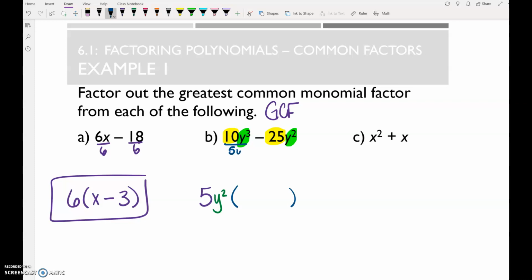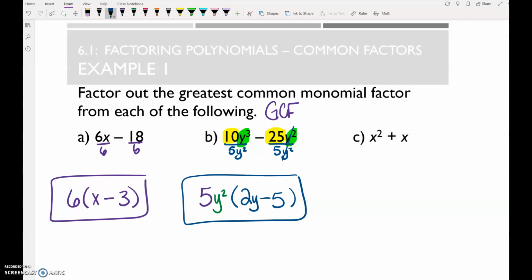10y to the third divided by 5y squared. 10 divided by 5 is 2. Y to the third, taking out y squared, is y. Negative 25y squared divided by 5y squared. Negative 25 divided by 5 is negative 5, and we're taking the y squared out.